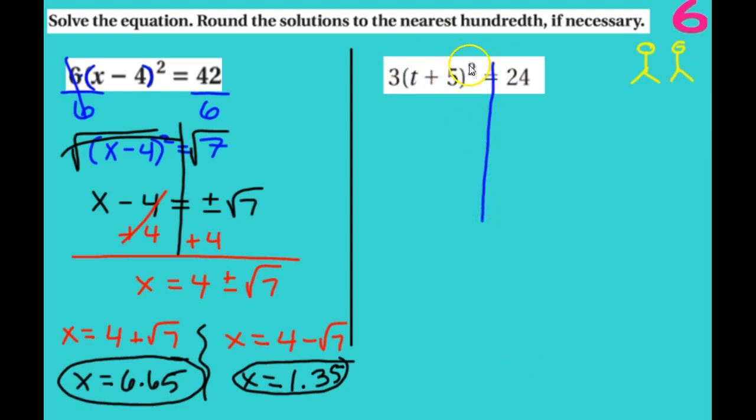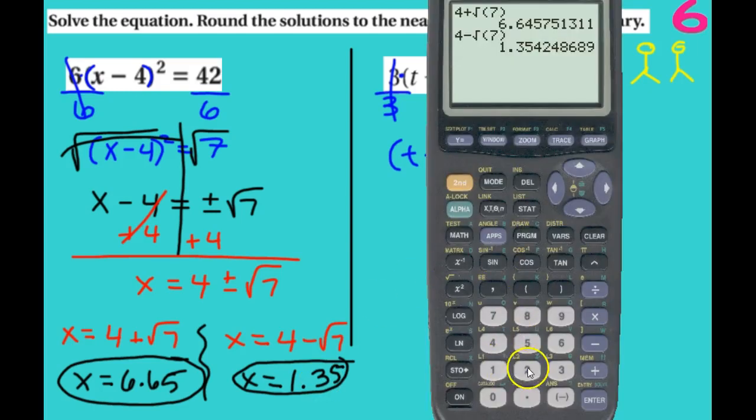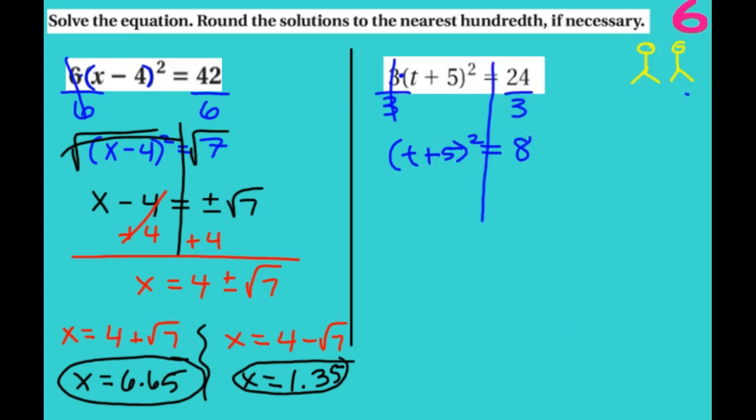So first we need the squared part all by itself, so we get rid of this 3. I'm going to divide by 3. We have t plus 5 squared equal to 24 over 3. Let me see if that's a nice number. 24 divided by 3. There we go, it's 8. I don't know why I didn't do that in my head. Silly me. 8 times 3 is 24. And then we need to get rid of the squared. We take the square root. So those will cancel and leave us with t plus 5 equal to plus or minus, don't forget that, the square root of 8.